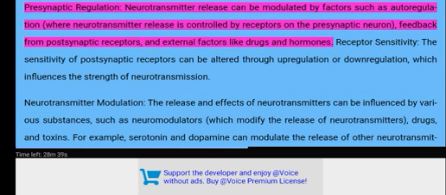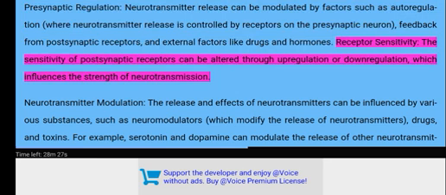Presynaptic regulation. Neurotransmitter release can be modulated by factors such as autoregulation, where neurotransmitter release is controlled by receptors on the presynaptic neuron, feedback from postsynaptic receptors, and external factors like drugs and hormones. Receptor sensitivity. The sensitivity of postsynaptic receptors can be altered through upregulation or downregulation, which influences the strength of neurotransmission.